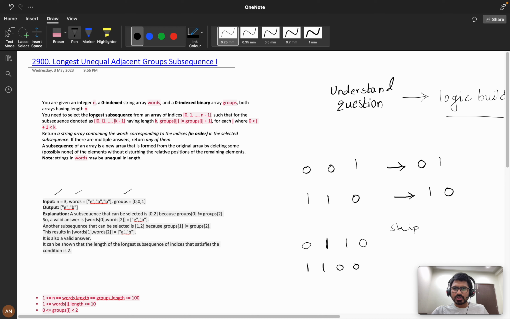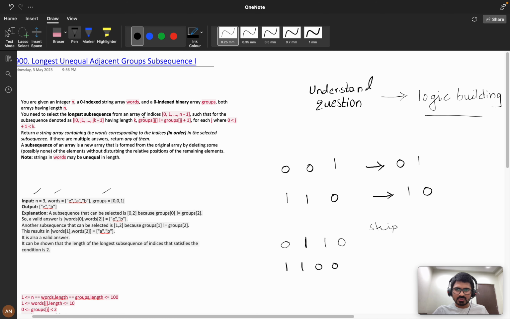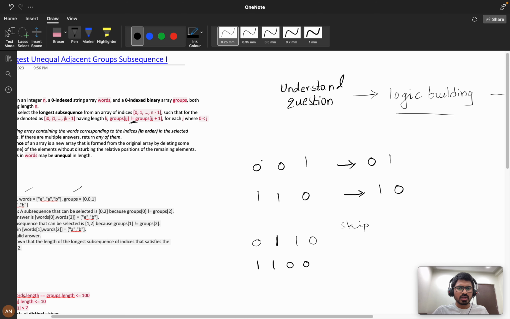You need to select the longest subsequence from an array of indices such that for a subsequence denoted as j of 0, j of 1, up to j of k minus 1 having length k, adjacent groups should not be equal. We need to return the string array containing the words in the longest subsequence. If there are multiple answers, we should return any of them. So he's saying that we need to select the longest subsequence such that the adjacent groups should not be equal. Suppose if you're taking this 0 0 1, you can take 0 1 or 0 1.